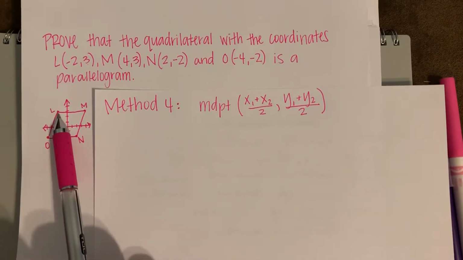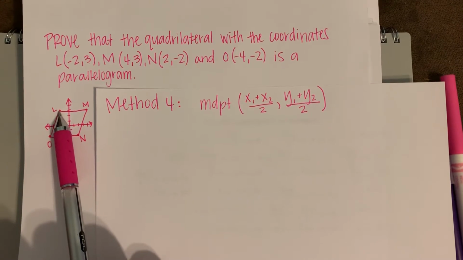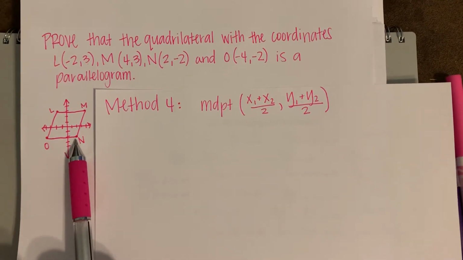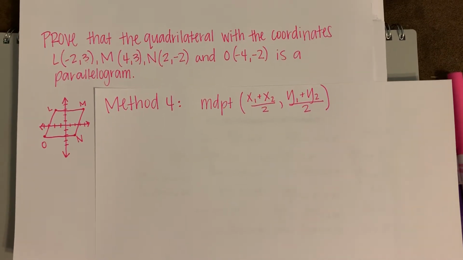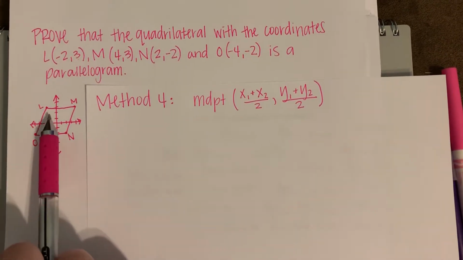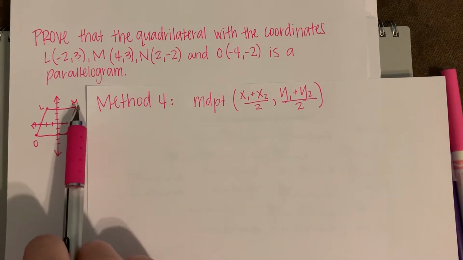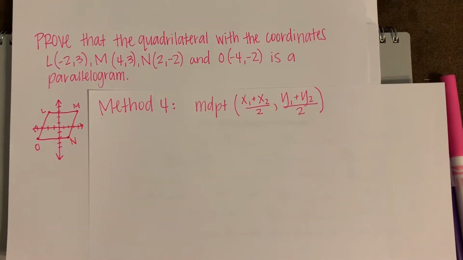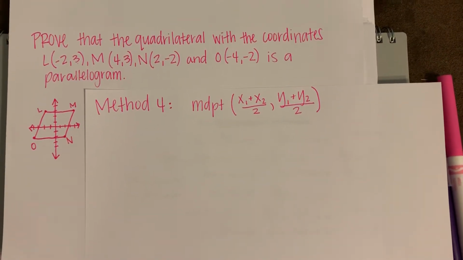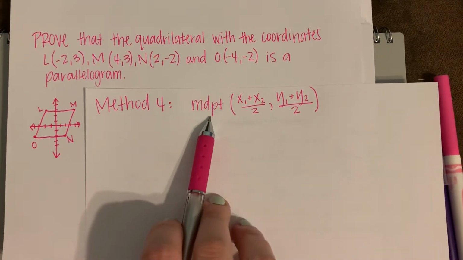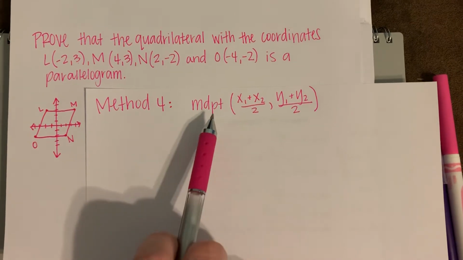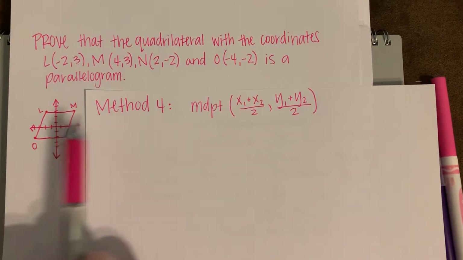Diagonals are the lines that go from one vertex to another, when those two vertices, okay, that's the plural of vertex, when those two vertices are not next to each other. So LN and MO would be my two diagonals here. Okay, bisect means cut in half. If I want to know where they're cut in half, that's going to be the midpoint. Okay, so for method 4, you're using the midpoint of your diagonals.